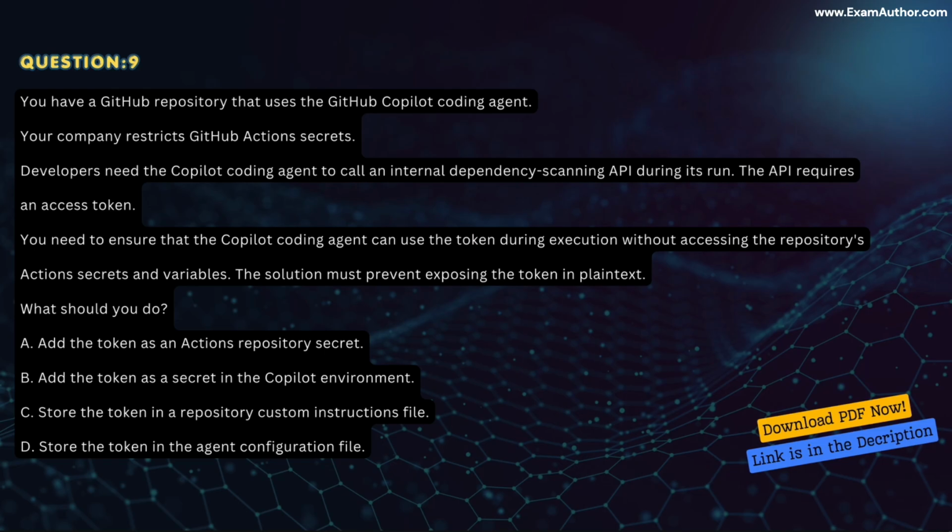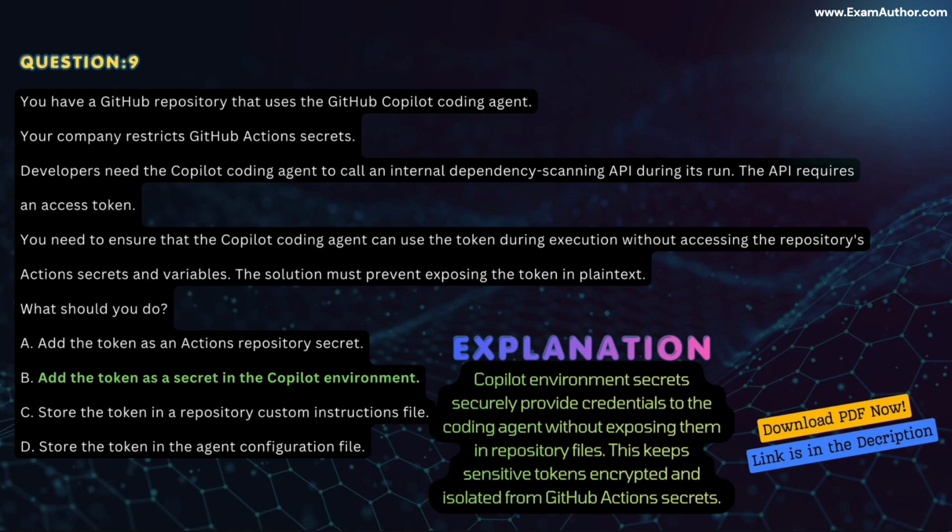What should you do? A. Add the token as an actions repository secret. B. Add the token as a secret in the Copilot environment. C. Store the token in a repository custom instructions file. D. Store the token in the agent configuration file. Correct answer B. Add the token as a secret in the Copilot environment.